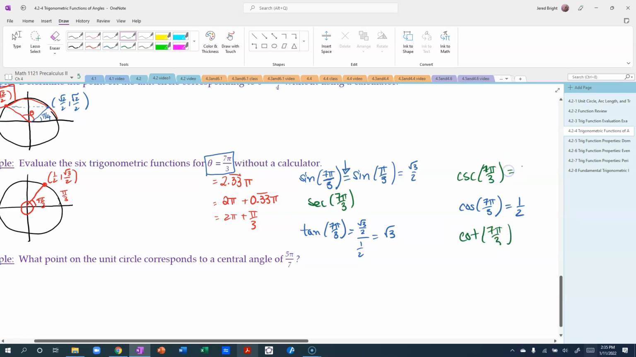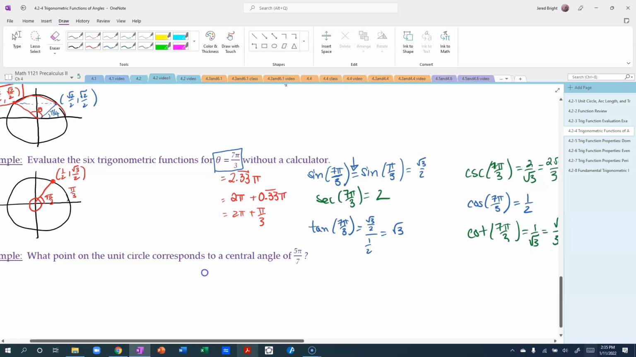For cosecant I get 2 over square root of 3, which is fine for me. Connect math will want you to go further: 2 square root of 3 over 3 if you rationalize it. Secant is going to be 2, the reciprocal of 1/2, and then cotangent is going to be 1 over square root of 3. Again, fine for me, but Connect math will want you to write it as square root of 3 over 3.